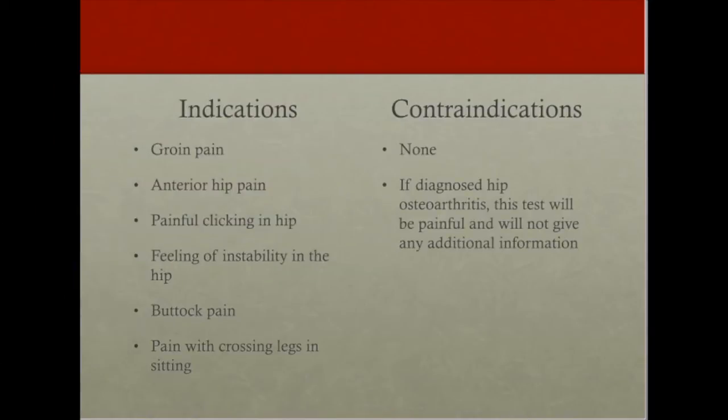The indications for the FAIR test include groin pain, anterior hip pain, painful hip clicking, feeling of instability in the hip, buttock pain, or pain with crossing legs and sitting. There are no contraindications. However, if someone has a diagnosed hip osteoarthritis, this test will be painful and will not elicit any additional information.